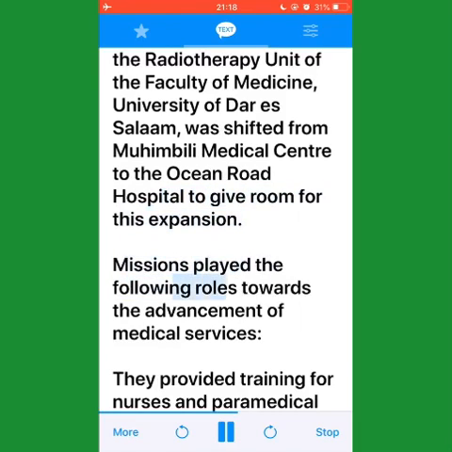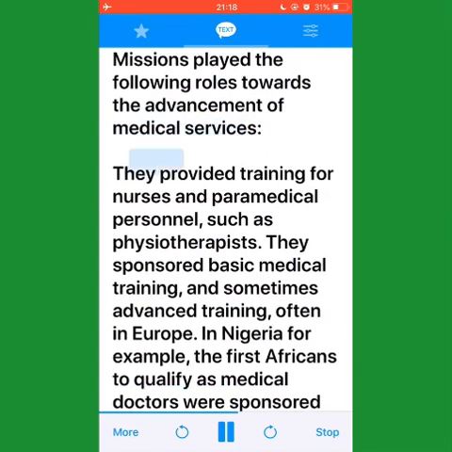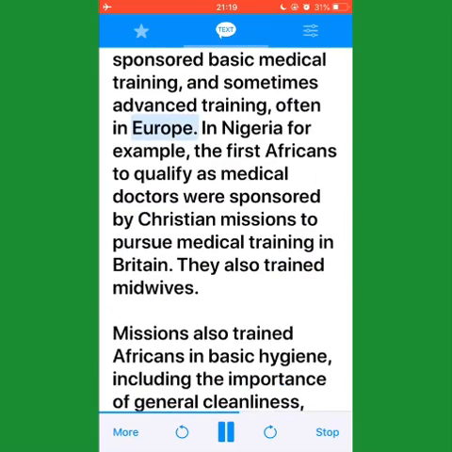Missions played the following roles towards the advancement of medical services. They provided training for nurses and paramedical personnel, such as physiotherapists. They sponsored basic medical training, and sometimes advanced training, often in Europe. In Nigeria, for example, the first Africans to qualify as medical doctors were sponsored by Christian missions to pursue medical training in Britain. They also trained midwives.